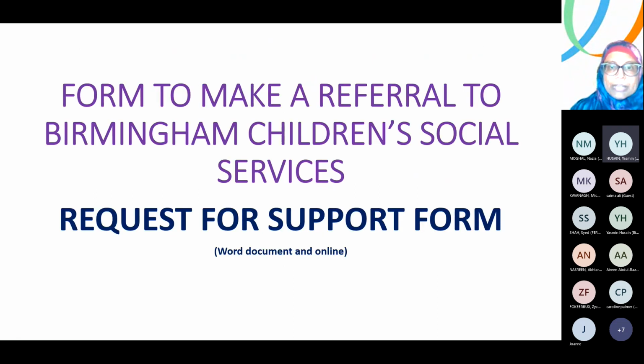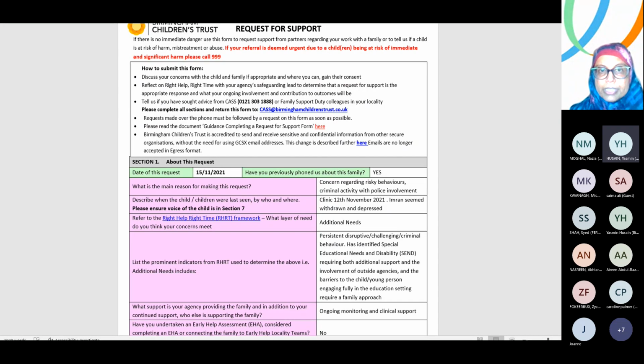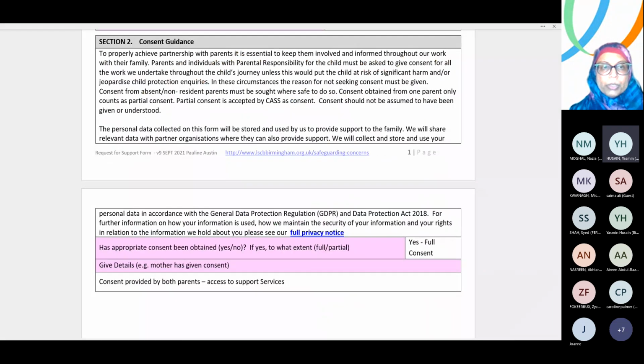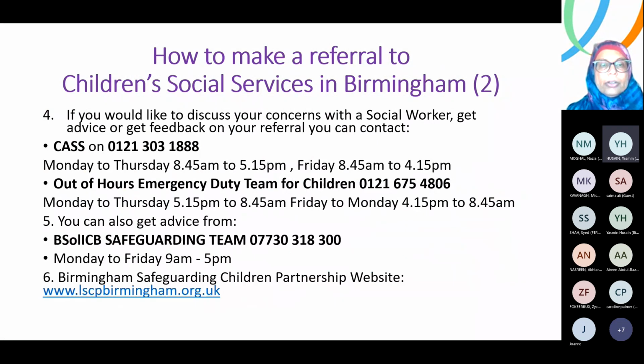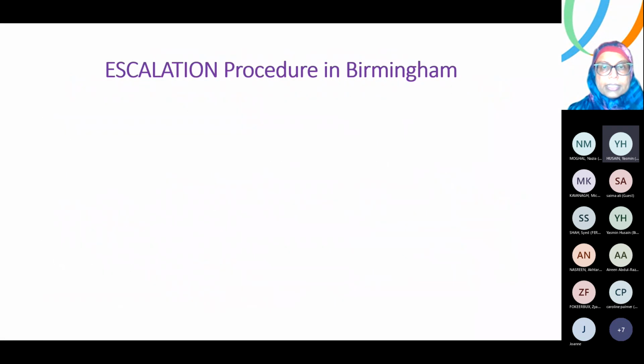Okay. So how to make a referral for Birmingham? It's the request for support form. You can do it online, or you can do it as a Word document if you saved it to your templates. This is the form, and the one you should be using is version 9, September 2021. And remember to always try and get consent if you can. And that's kind of the system on a page, on a slide, sorry, and who else you can contact.